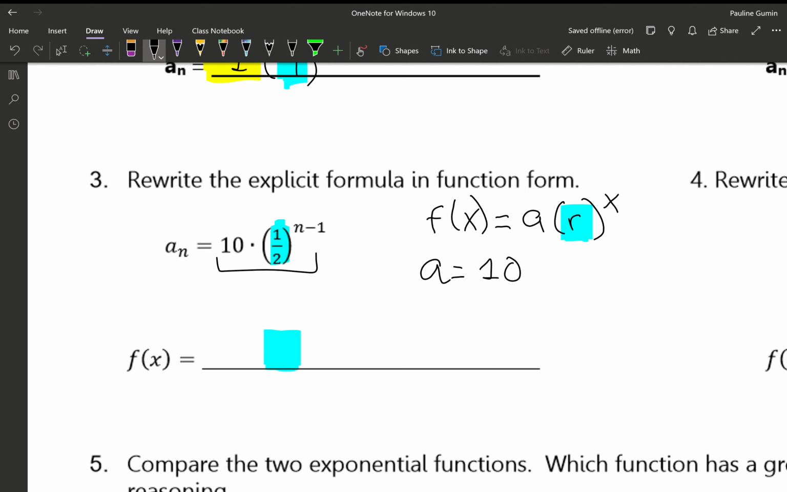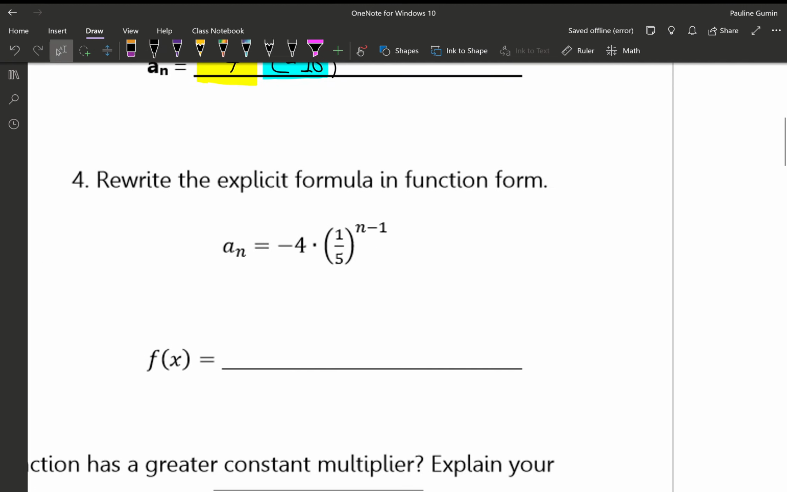In our calculators, we'll type 10 times parentheses 1/2 and raise it to the power of 0 minus 1. So instead of n, we put in a 0. Now when you type this into your calculator, you should get 20. So a is 20, r is still 1/2, that doesn't change, and I raise it to the power of x.